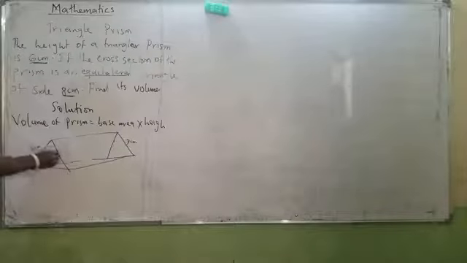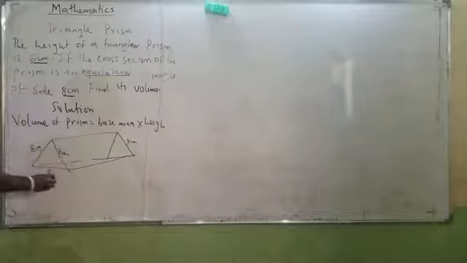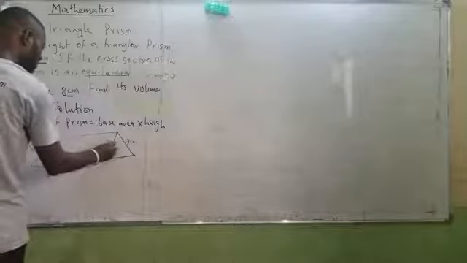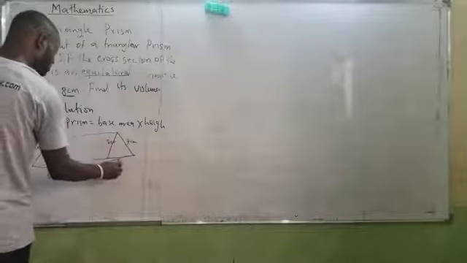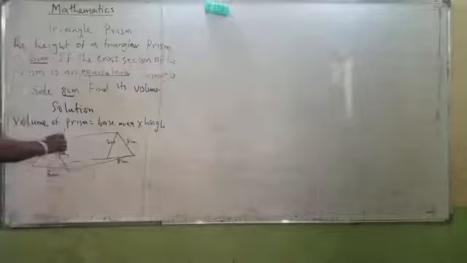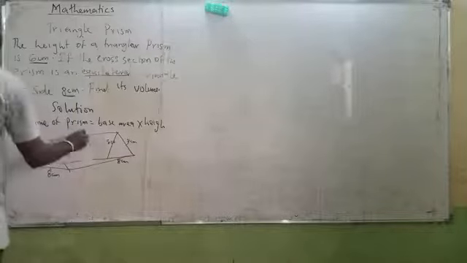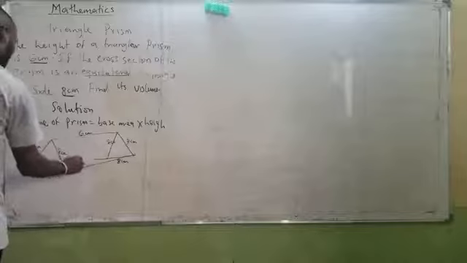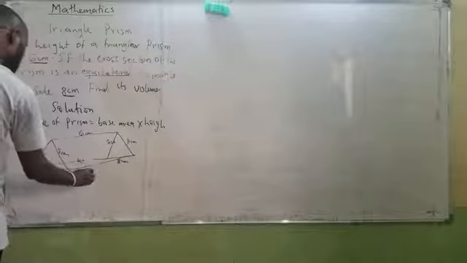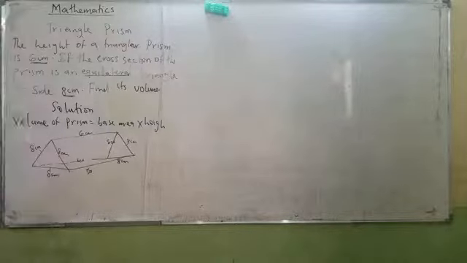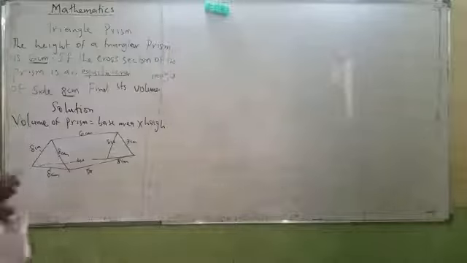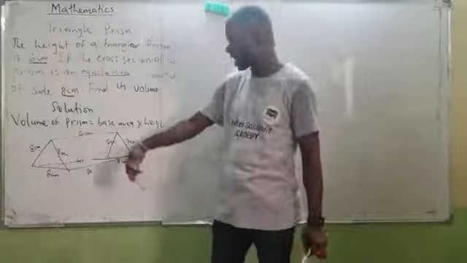Now, here will be 8, 8, and likewise 8, and 8. And the height is given as 6 centimeter. It means here will be 6, here will be 6. That is what I'm talking about. Now, with what I've done, I can easily generate my total surface area and the volume.